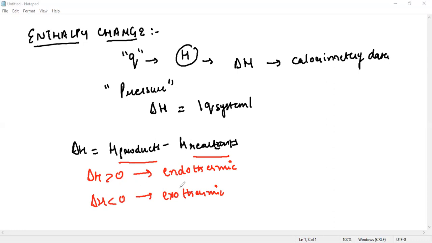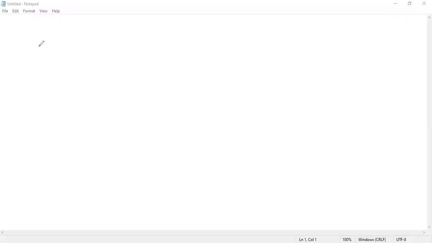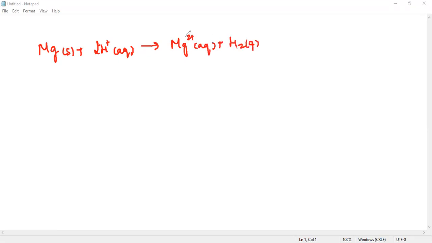Now if you see this reaction here, let's say we have Mg solid plus 2 H positive ions, combining to form Mg2 plus aqueous plus hydrogen gas. These are your reactants and these are your products.